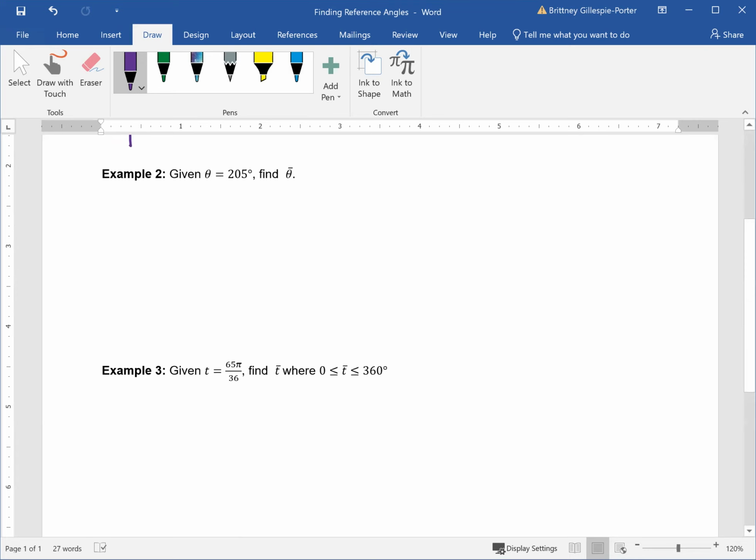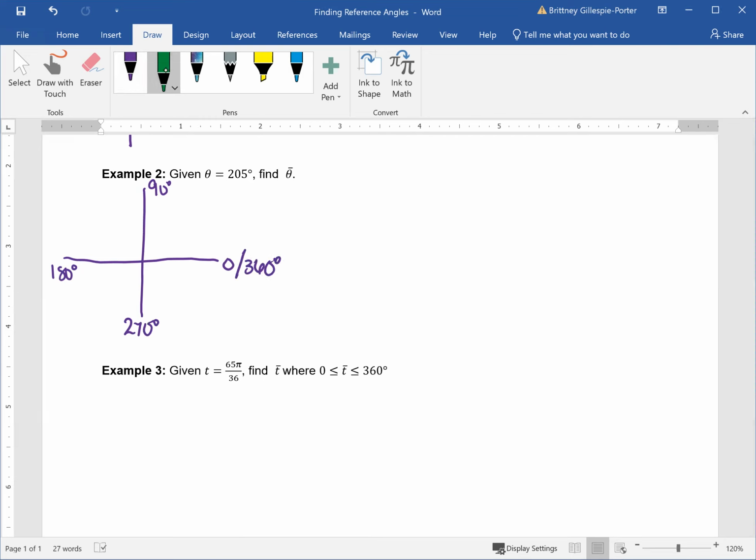For our next example, we have theta is equal to 205. So let's go ahead and draw in our axes. Remember, it's 0 degrees, 90 degrees, 180, 270, and then we're back to 360. So 205 degrees is more than 180, so we're going to wind up in quadrant 3. Again, not to scale, but we know that my original angle is 205, and 205 degrees is in quadrant 3.